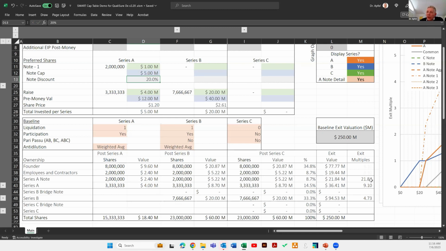So you have not exactly twice as much because there are some other downstream effects. But what's interesting is you have a 22x multiple instead of a 12. The founder gets 78 million instead of 83 million. For the founder, it really doesn't matter. And so this is the reason why such a tool is useful.